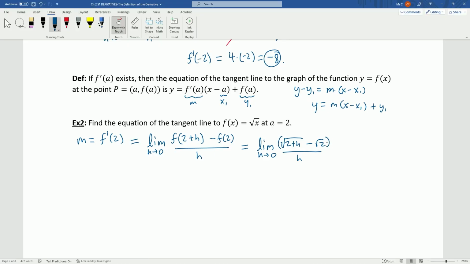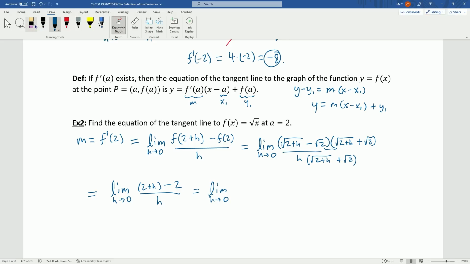All right, so we've seen things like this before when working on limits. We multiply by the conjugate. So since these are conjugates, when I multiply them, the middle terms cancel, and we get the square root of 2 plus h times itself. So I get 2 plus h minus the square root of 2 times the square root of 2, which is 2, all over h. So this is the limit as h goes to 0 of 2 plus h minus 2.